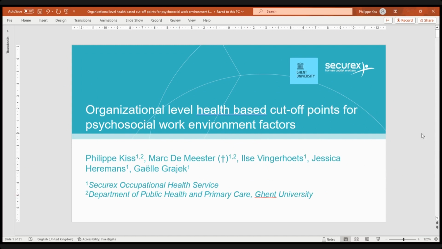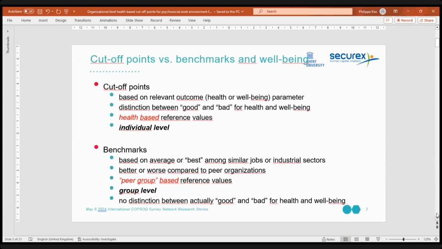Anyhow, I'm going to present the results of some analysis to determine cutoff points on organizational level for some psychosocial work environment factors. First, perhaps some thoughts about cutoff points and benchmarks. Cutoff points are well used in medicine and also psychology, and guide us in our decisions to declare somebody ill or not ill.